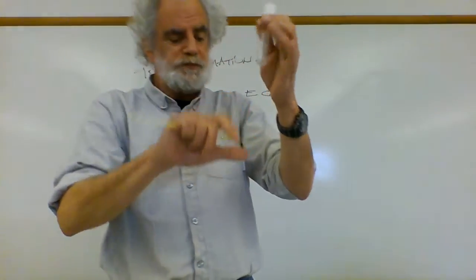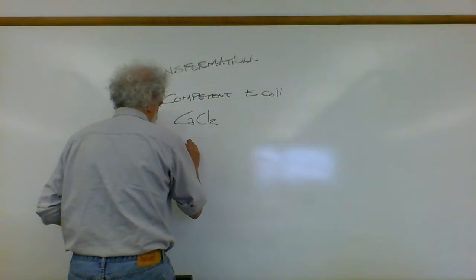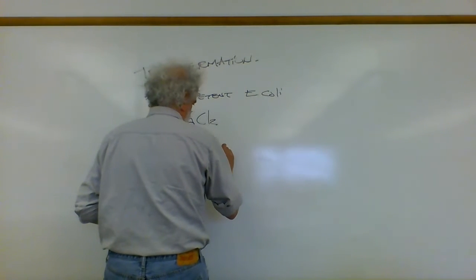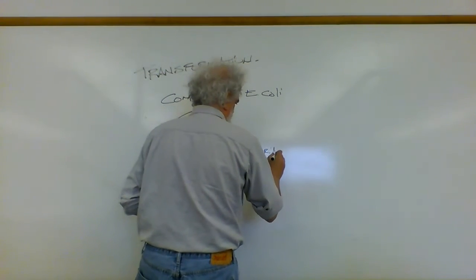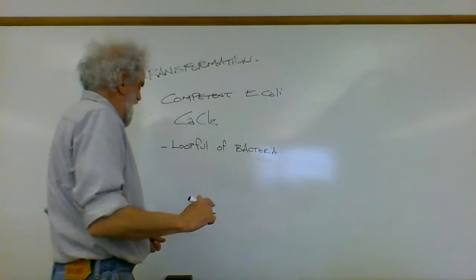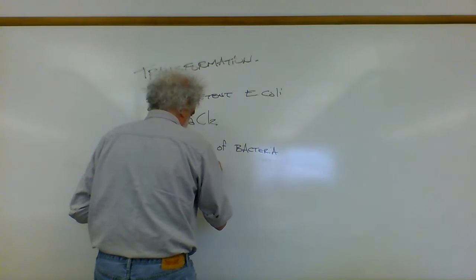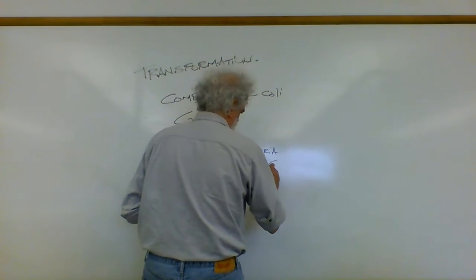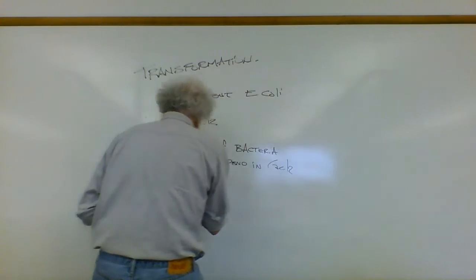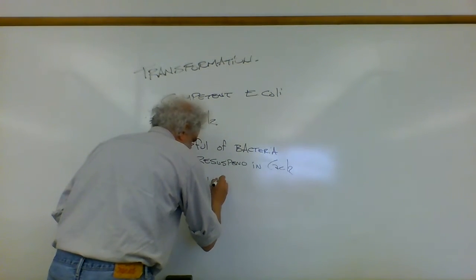All right, so then, let's just go ahead and wrap this up. We take one loopful of E. coli, and everybody will have their own plates. You're going to resuspend in calcium chloride. We'll put it on ice for 15 minutes or so.